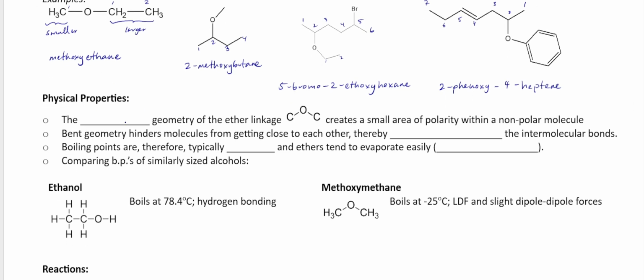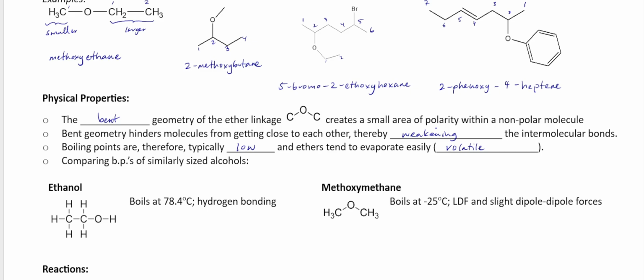Okay, so the bent geometry of the ether linkage, the COC, creates a small area of polarity with a nonpolar molecule. Bent geometry hinders molecules from getting close to each other and thereby weakening the intermolecular bonds. Boiling points are therefore typically low, and ethers tend to evaporate easily, so we call them volatile.